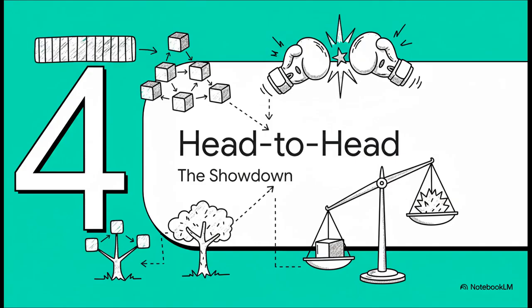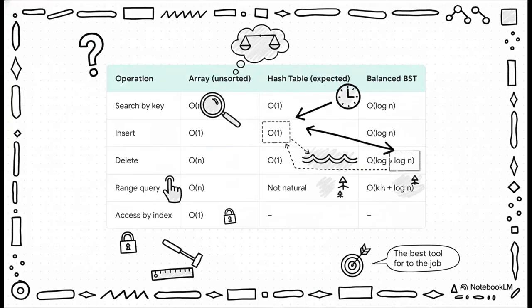Okay, we've met our 3 contenders, we've seen their amazing strengths, and we've uncovered their secret weaknesses. So now it is time to put them side by side and see how they really stack up in a direct comparison. This table just lays it all out so clearly. Look at that search by key row. The hash table's O(1) is the undisputed champion for raw lookup speed. But look at range query. The BST is the only structure that's actually designed for it. And for just pure access by a number index, nothing can beat the array's O(1). See, there's no single best tool, only the best tool for the job you're trying to do.